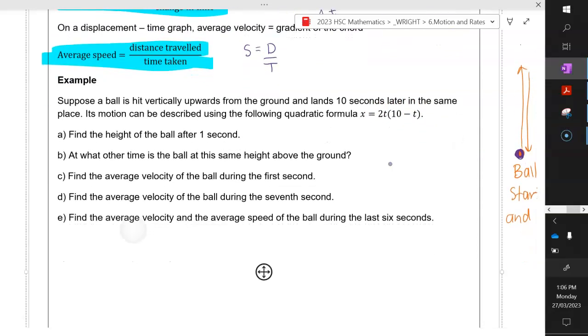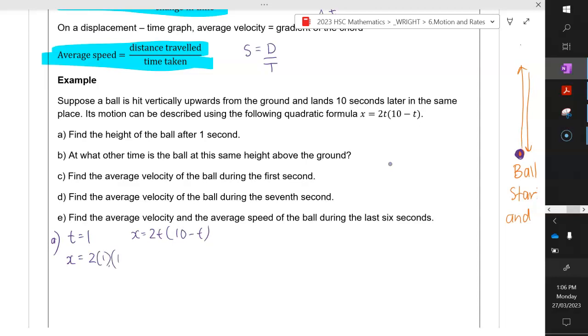So when we want to find the height of the ball after t seconds, we want to find the height of the ball after time is equal to 1. So x is going to be, I better write the formula first, rewrite it again, 2t(10 minus t). So we're going to have 2 times 1, and 10 minus 1 inside. So we're going to have 2 times 9, which is 18.